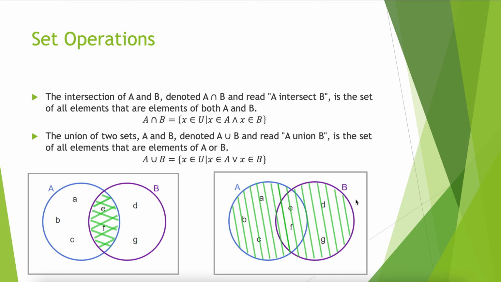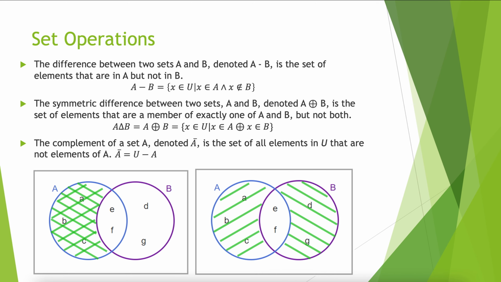Okay. Now set operations. The intersection of A and B. This is basically denoted with that symbol. It's an upside down U and is read as A intersect B. This is basically a set of all the elements that are a part of both A and B. So if we drew out a Venn diagram, whatever is in between, that's going to be your intersection. Now a union of sets is denoted by an upside down version of what intersection is, and it's read as A union B. So this is represented by everything between both of them. So everything has to be a part of it.